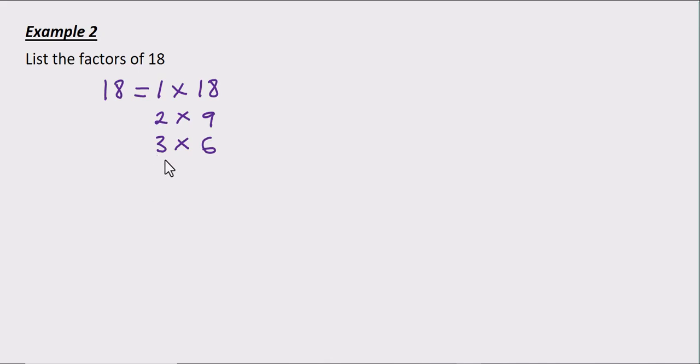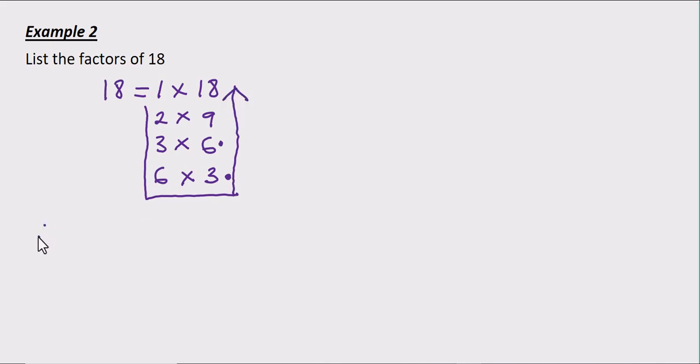Can 4 divide 18? No. So we're going to skip it. 5 cannot divide. We're going to also skip it. And then we'll now have 6 multiplied by 3 gives us 18. Now remember this pattern, where you have 6, 6, and then 3, 3. Whenever you have this form, you don't need to go any further again. You just need to take the values from this very point all the way here and then here. So remember, when you're writing down your factors, you don't need to take note of repetition.